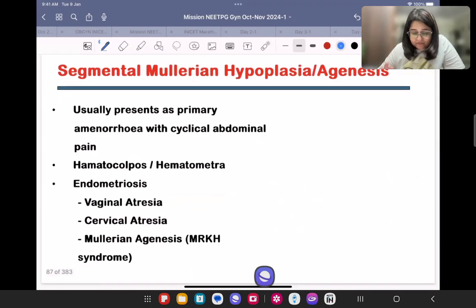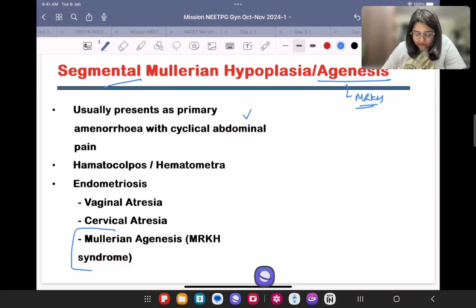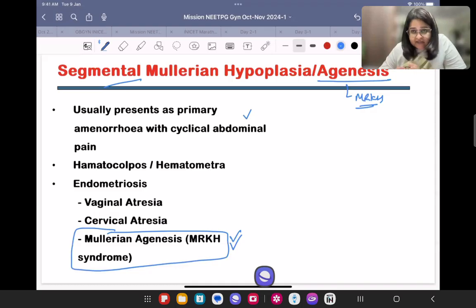Now let's discuss. We've already discussed this one. When we talk about agenesis, we mean MRKH. But as I said, it could be partial also. So if you have agenesis, it can present as primary amenorrhea. But if you have a complete agenesis, you have MRKH syndrome. This is what it means. MRKH syndrome we have discussed in detail.